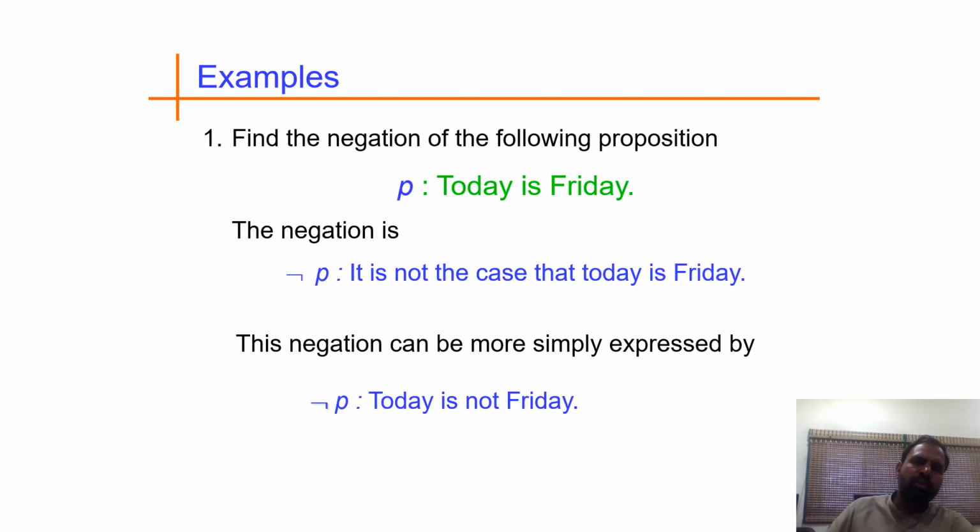Here are examples of negation of P. Find the negation of the following proposition P: today is Friday. The negation of this is: it's not the case that today is Friday. You can see that today is not Friday. This negation can be more simply expressed as: today is not Friday. Actually, you have to negate the sentence; you can put the negative on the statement.